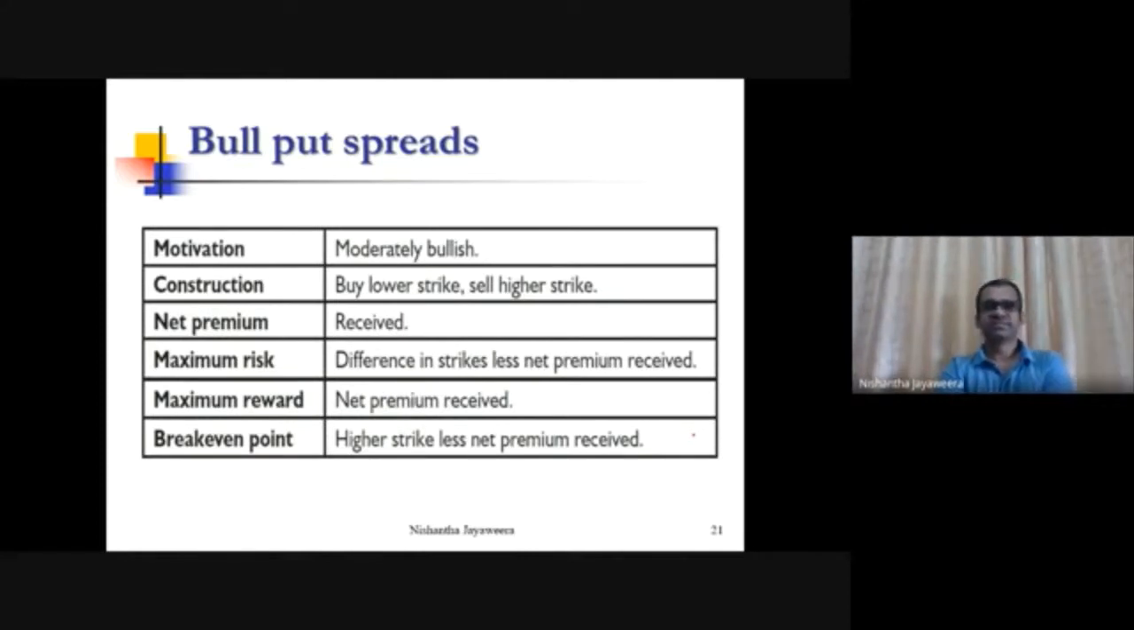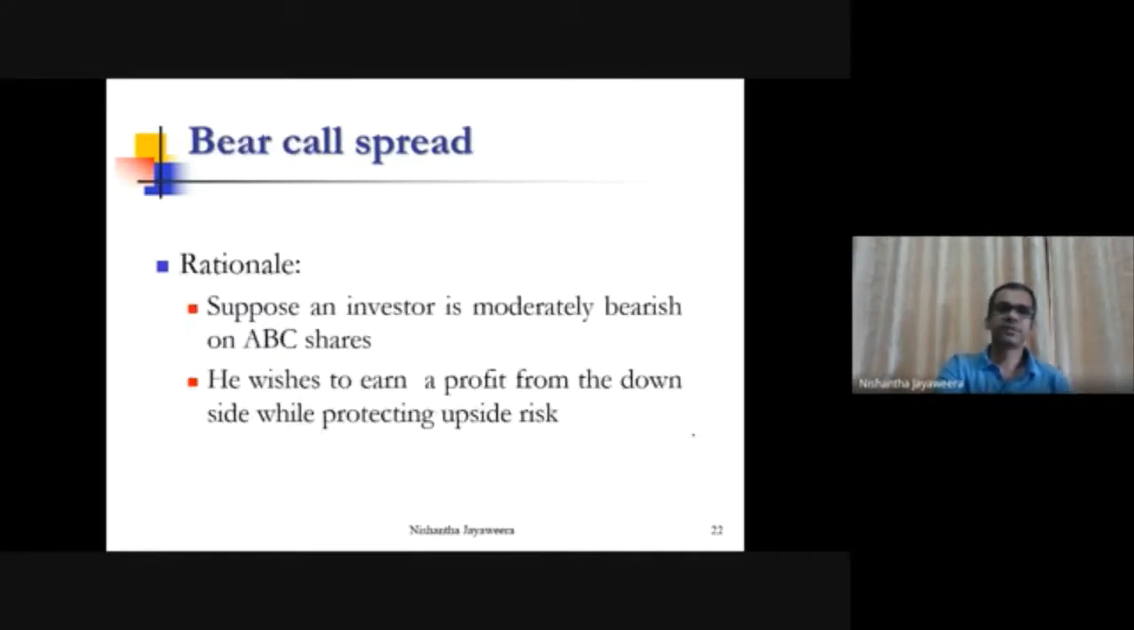So this is the motivation and the summary. Still the motivation is moderately bullish. What do you think? You think the price will not go up drastically, or may not go down drastically. In between that, you can make the profit. So then we'll move into any questions. Now I'm going to move into the bear spreads.